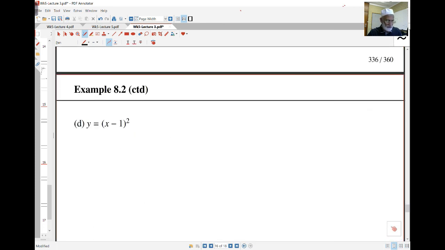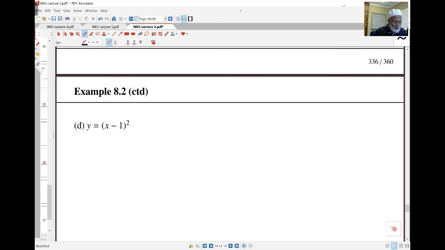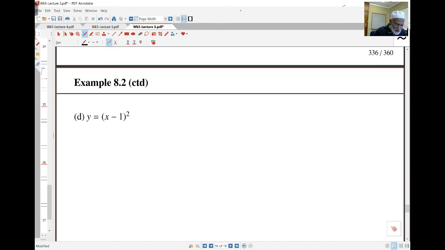Now, here's a more difficult one: x minus 1 squared. Well, not really so difficult. The important thing to note is, when x is equal to 1 here, I get 0. So what's happened is the origin used to be here. Think of what I have to do to this to get it back to 0. I will add 1. So it starts over here.